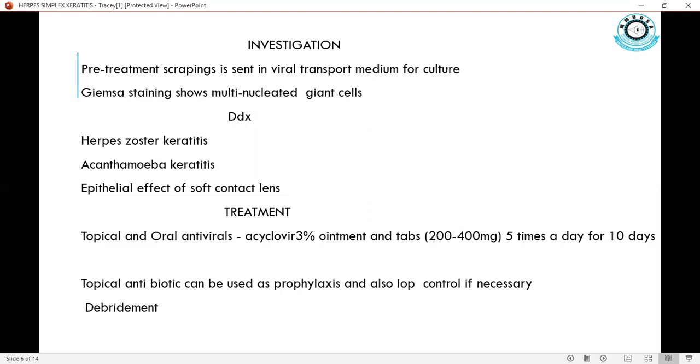So the preferred mode of treatment for epithelial keratitis, you'll give the patient topical and oral antivirals. For the topical antiviral, you can give acyclovir ointment. And for the tabs, you can give the acyclovir tabs. That's 5 times a day for 10 days.